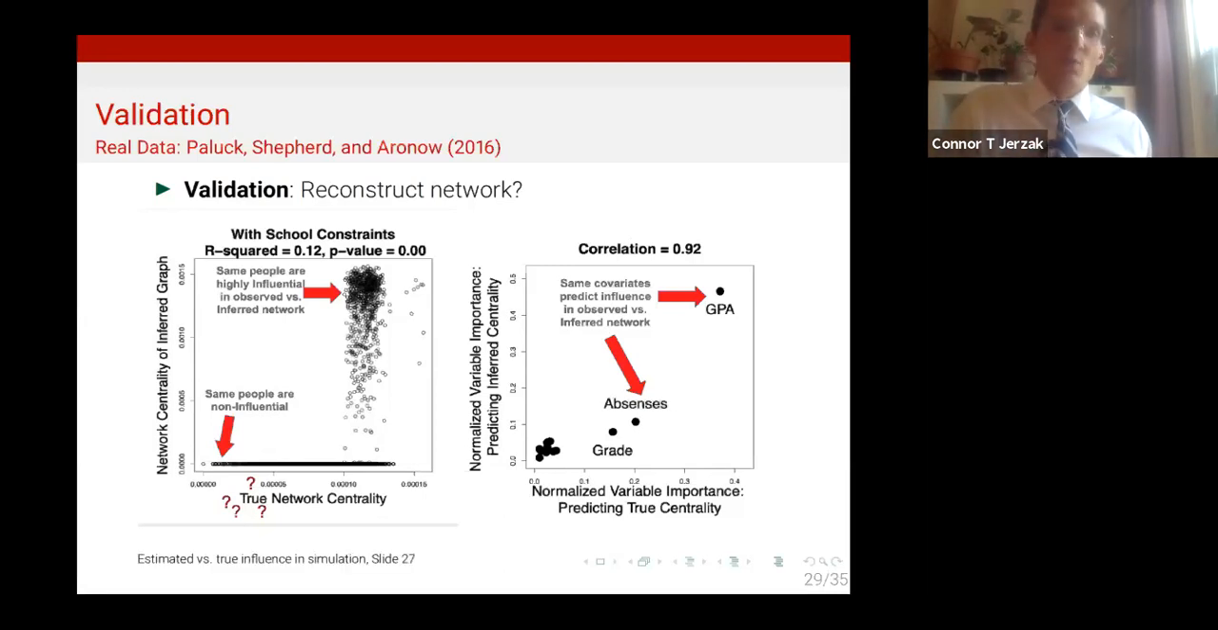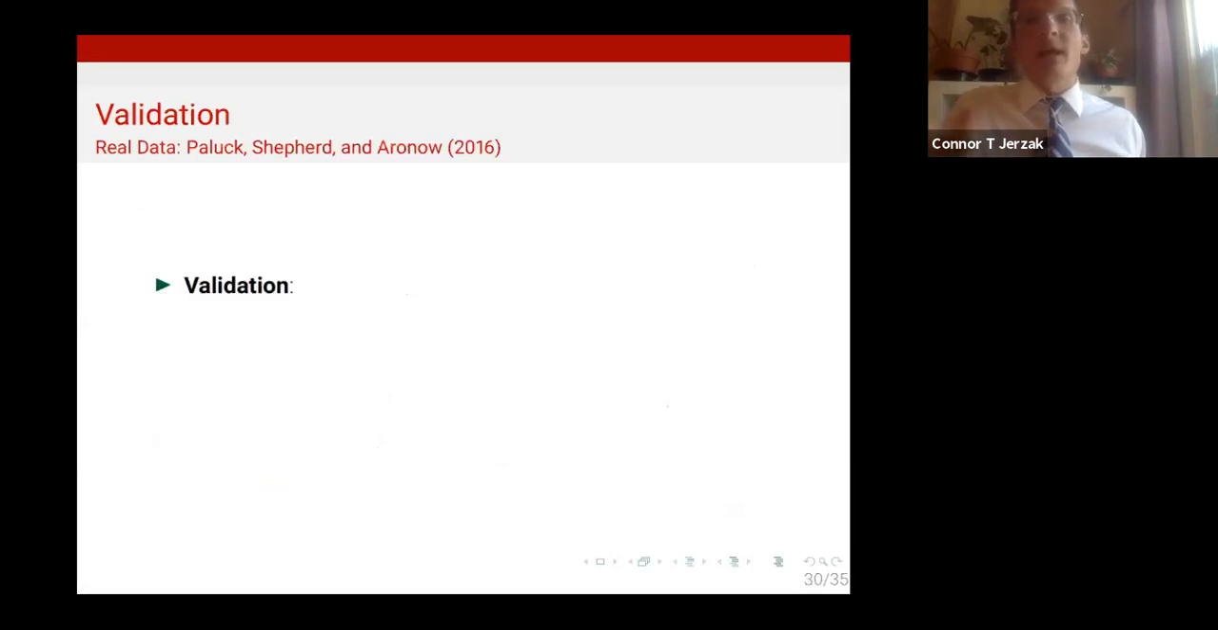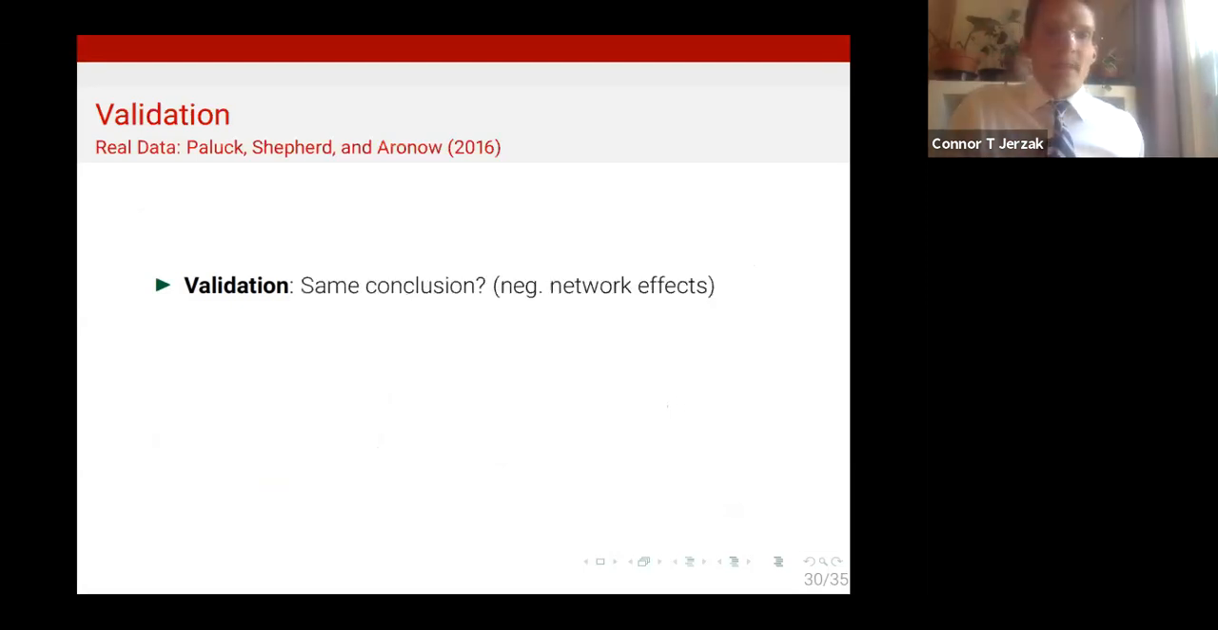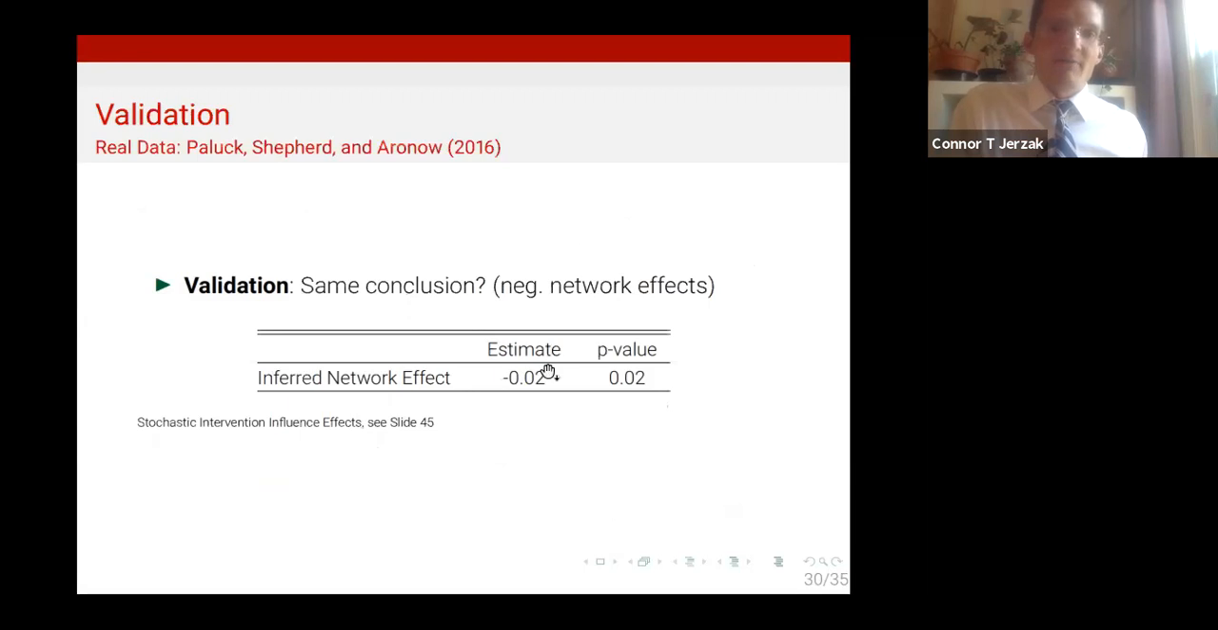But how do things work when we attempt to replicate the results? Remember, the original study found that these network effects were significant and were negative. In this case, using the stochastic interventions framework, which I could talk more about maybe in the question and answer session, we can compute an estimate of this inferred network effect, which is negative, and the p-value using the approach outlined above is significant, arriving at similar conclusions using the inferred approach as we do when we use the observed approach.